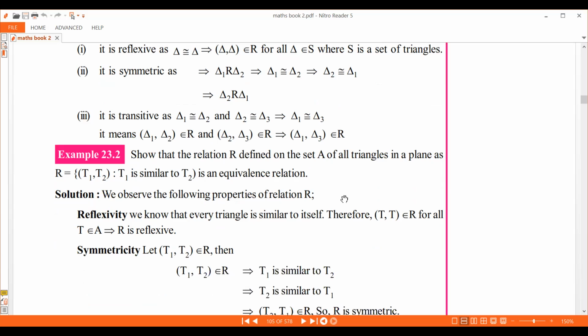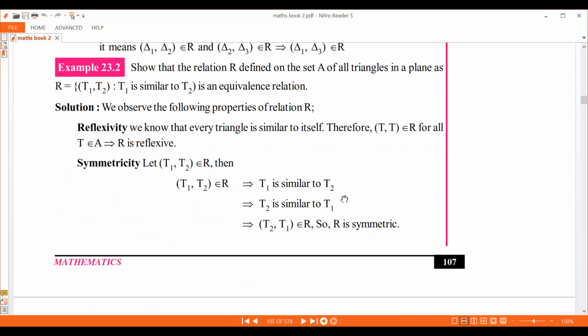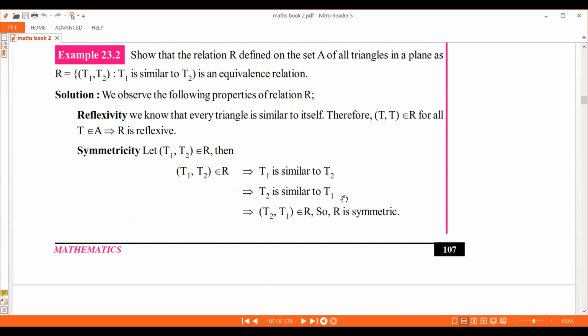Okay. Show that the relation R defined on the set A of all triangles in a plane as R = {(T1, T2): T1 is similar to T2} is an equivalence relation or not? T1 is similar to T2.